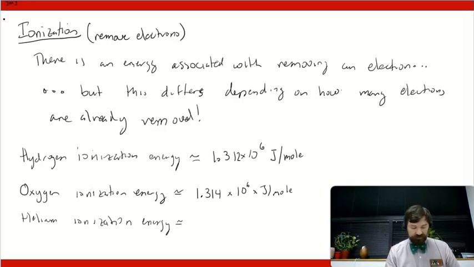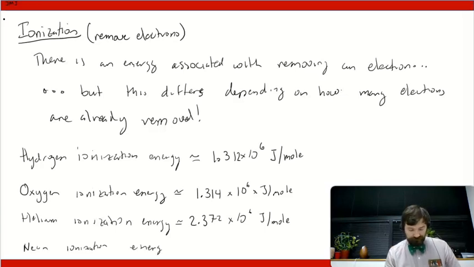Helium is actually quite a bit higher than hydrogen. This one is more like 2.372 times 10 to the 6 joules per mole. Neon, Ne, has an ionization energy of about 2.081 times 10 to the 6 joules per mole.